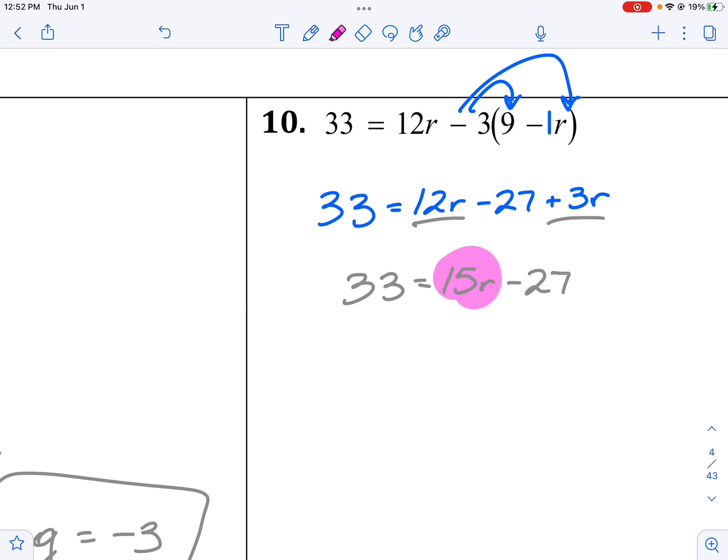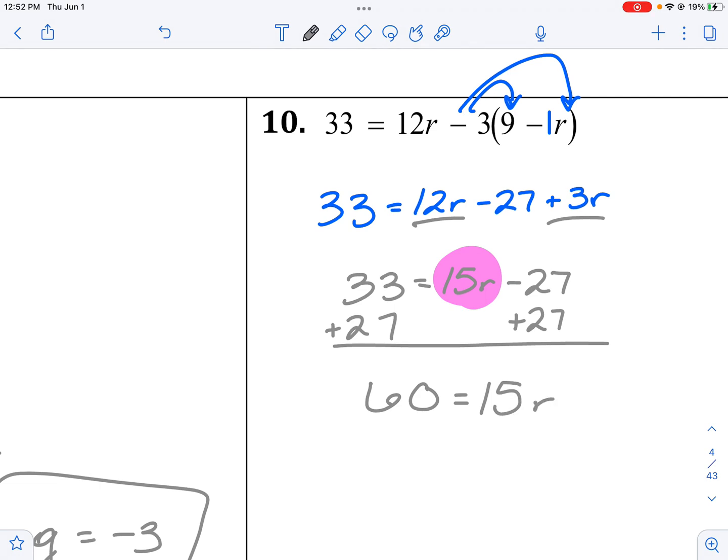And if I'm trying to solve for r, then the first thing I should do is get rid of anything on the same side of that equal sign. You get rid of that 27. And if I see multiplication, I can divide, and r would be 4.